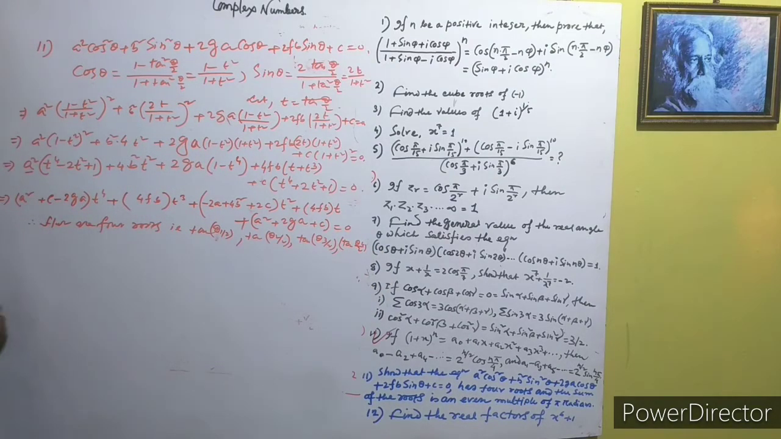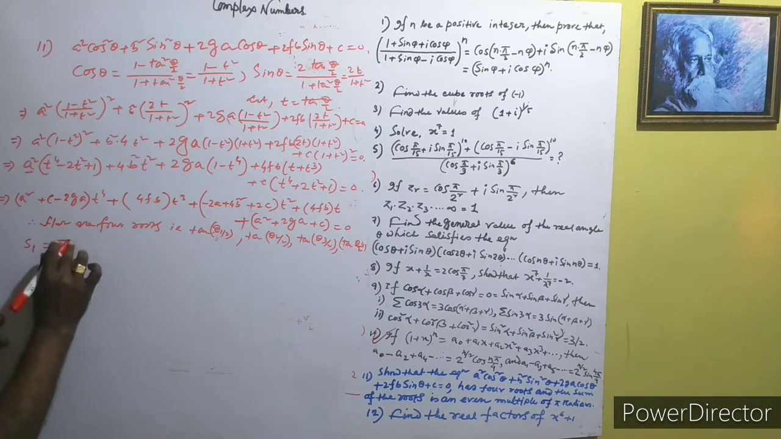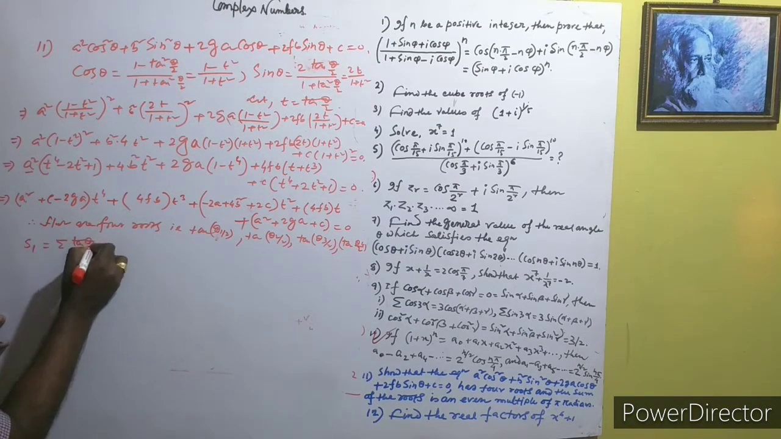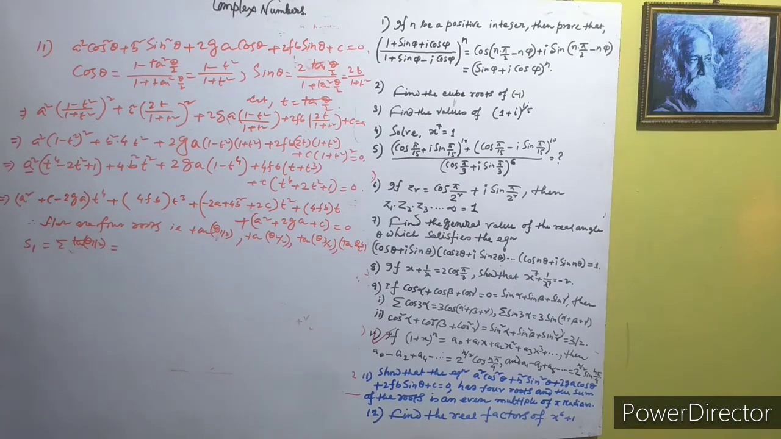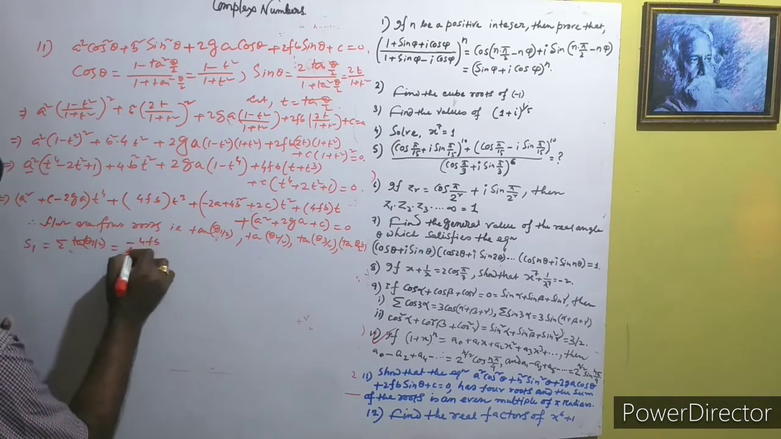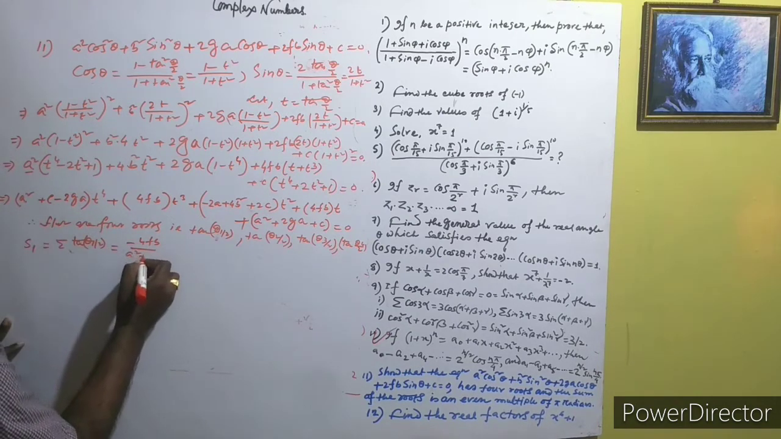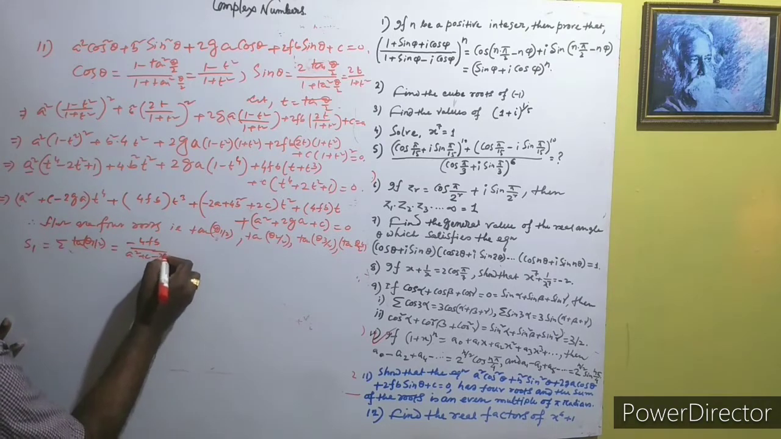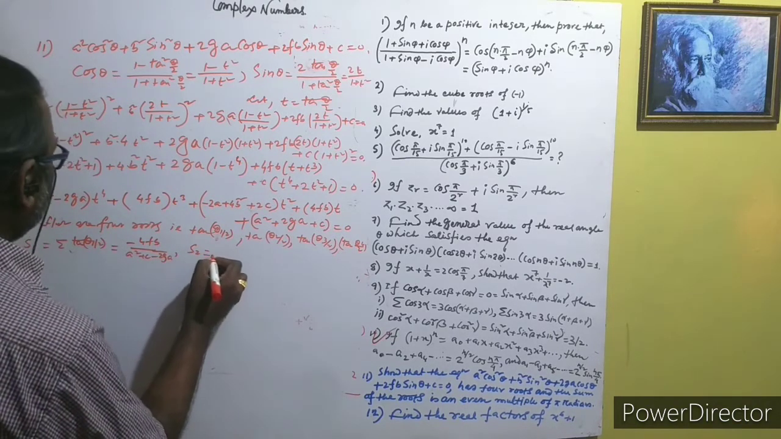So now find the sum S1. So that is the summation tan theta 1 by 2, and that is equal to minus B by A. This is minus B by A, like that. Okay, minus 4ab by a square plus c minus 2ga, and again S2.